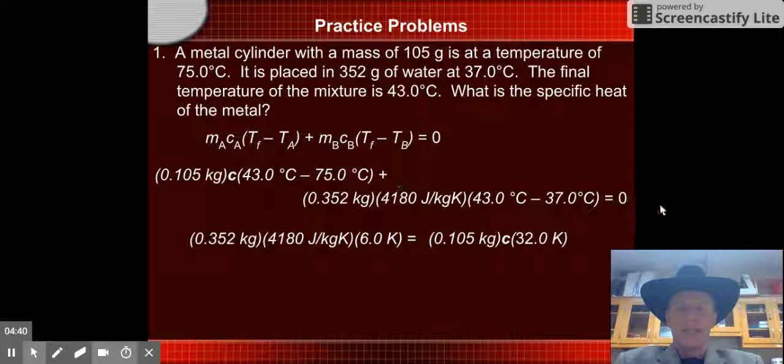So now, one of these binomials is going to produce a difference that's negative. 43 minus 75 is going to be negative. And this one, 43 minus 37, is positive. So this negative 32, if we add that whole entire term to both sides, it becomes a positive term.